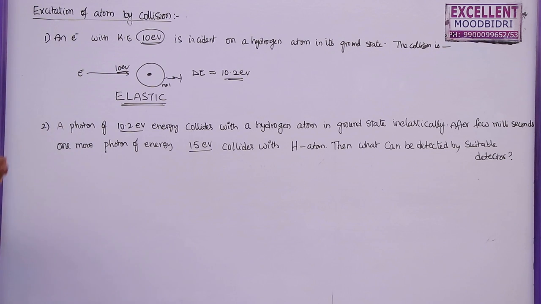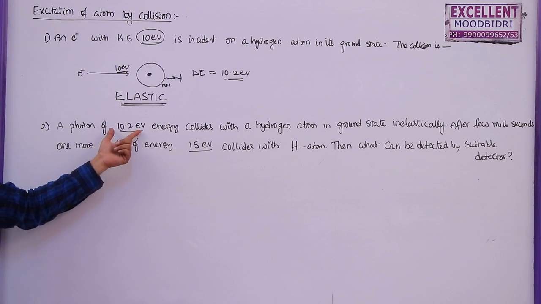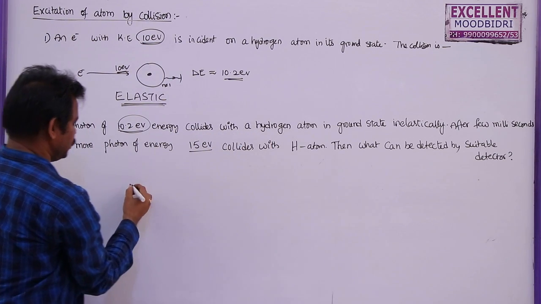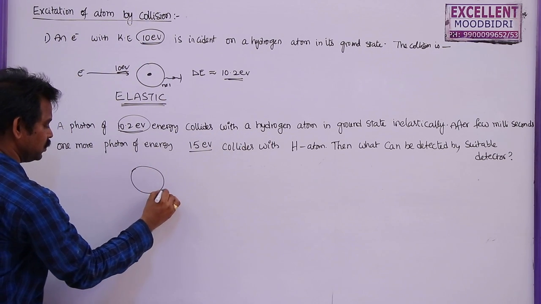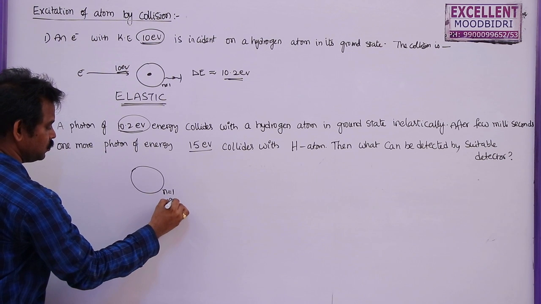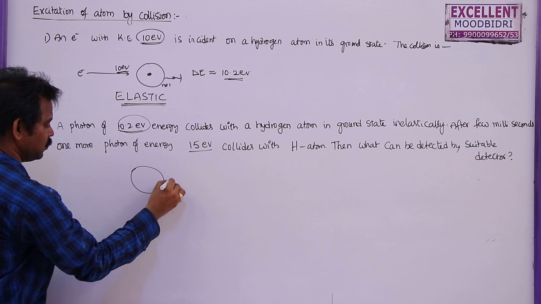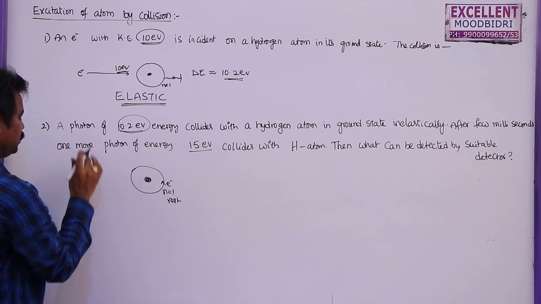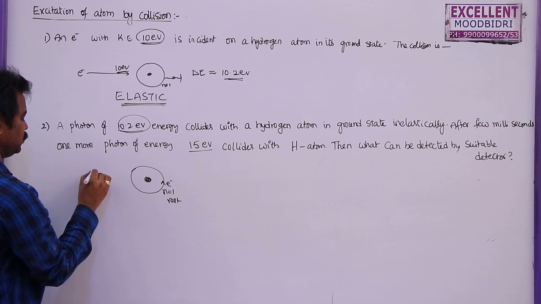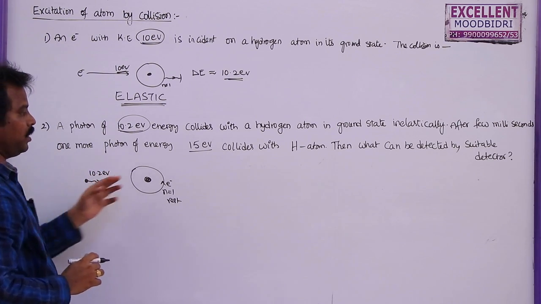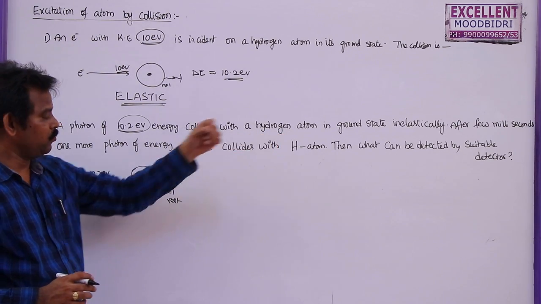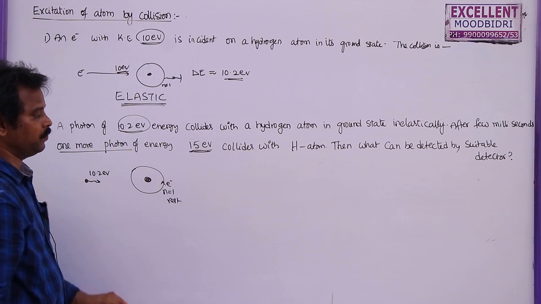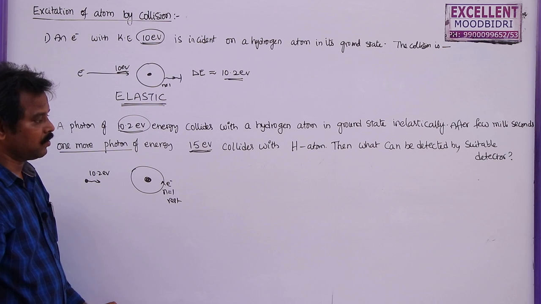Now, second problem. A photon of 10.2 electron volts energy collides with a hydrogen atom in its ground state. So this is the hydrogen atom in its ground state, so n is equal to 1, which is at rest, and the electron is revolving here around the nucleus. A photon of energy 10.2 electron volts collides with the hydrogen atom in its ground state. After a few milliseconds, one more photon of energy 15 electron volts collides with the hydrogen atom. What can be detected by a suitable detector here?